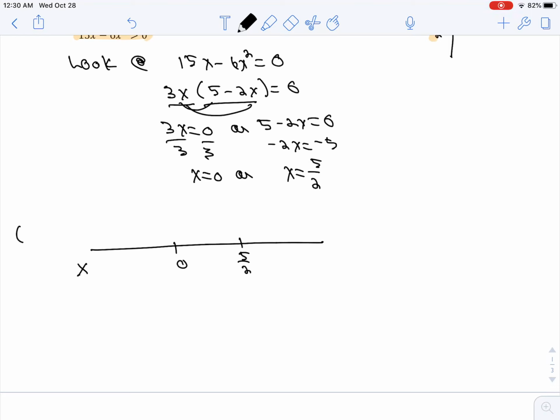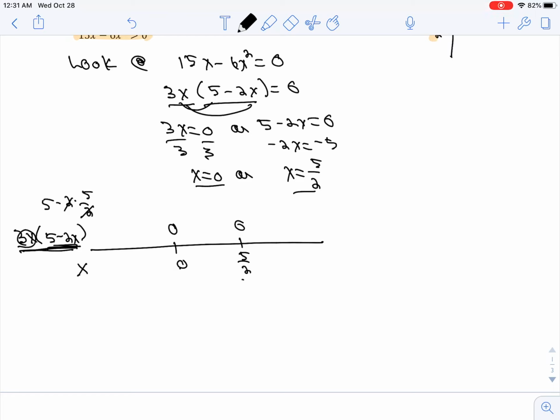And then here we'll put our 3x times the quantity 5 minus 2x, and we want signs for that. Remember that when x is 0 or x is 5 halves, this product is 0. If I put 0 in for x, this turns into 0, so the whole thing is 0. If I put 5 halves in for x, I get 5 minus 2 times 5 halves, so that becomes 5 minus 5. This is 0, so the product is 0.